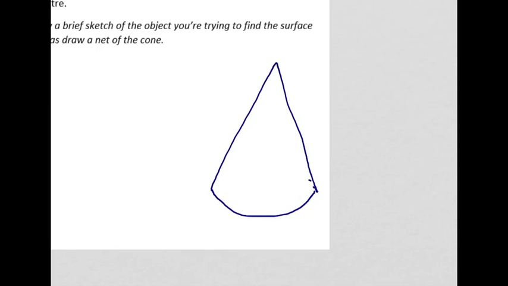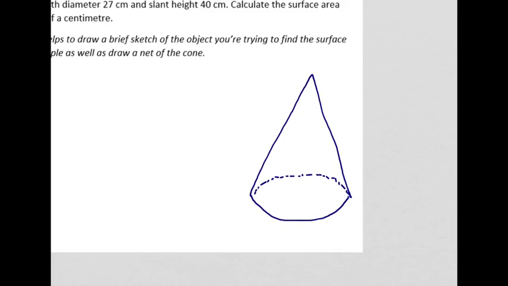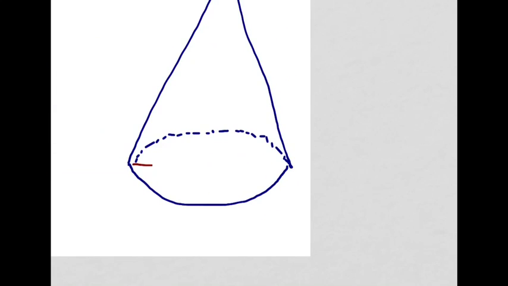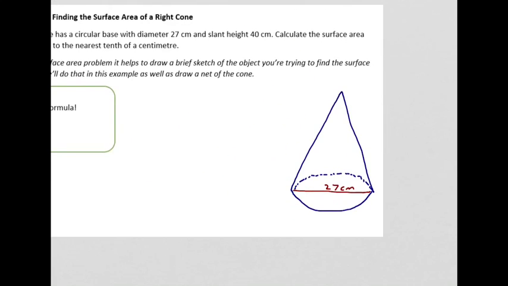If you draw just a triangle like that, and then the round part there, and then if you continue that circle by drawing dotted lines, it shows it's going behind. Drawing circles with a stylus is tough. Okay, so there's our right cone. What does it tell me? It has a circular base with a diameter of 27 centimeters. So that means this distance is 27 centimeters. And, this is important, it's got a slant height of 40 centimeters.